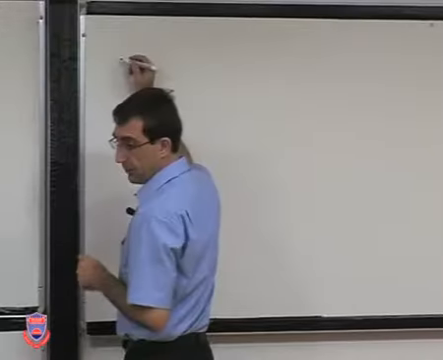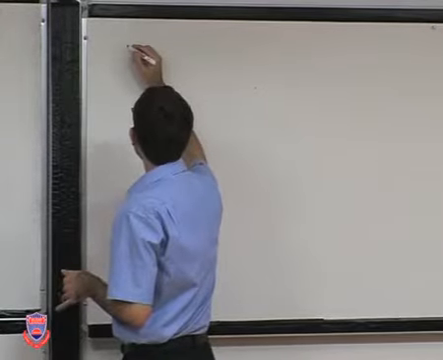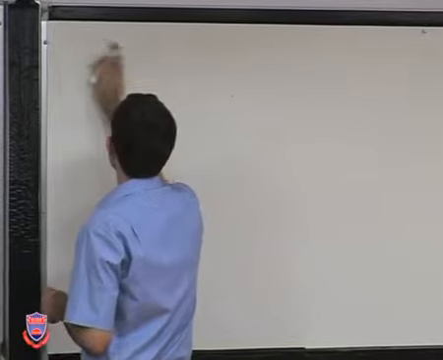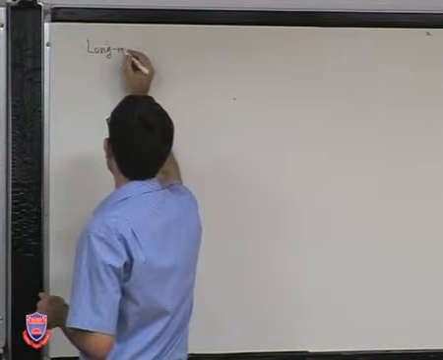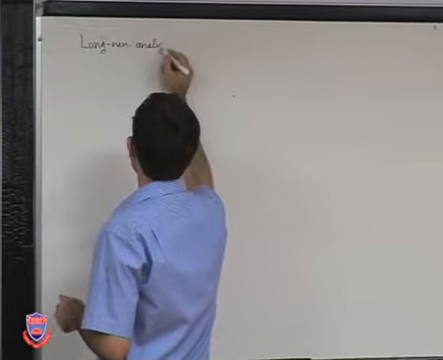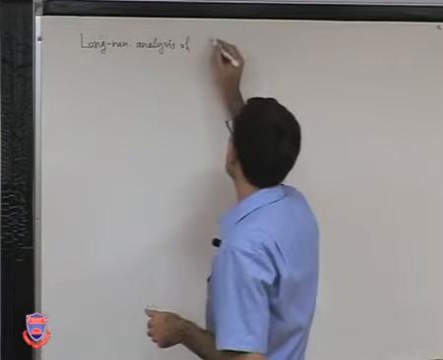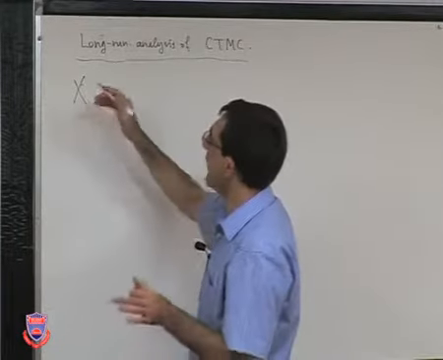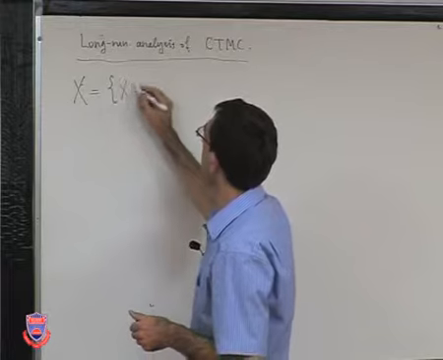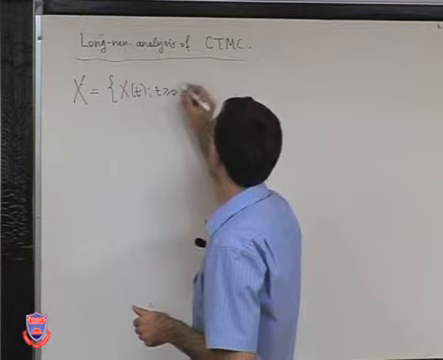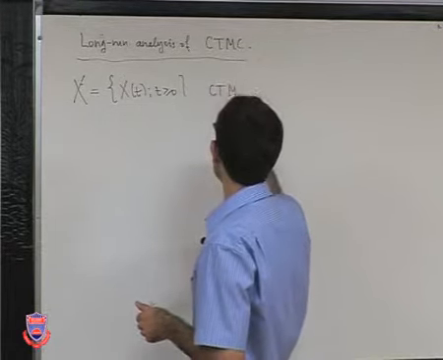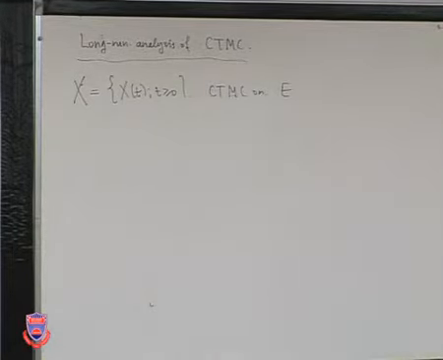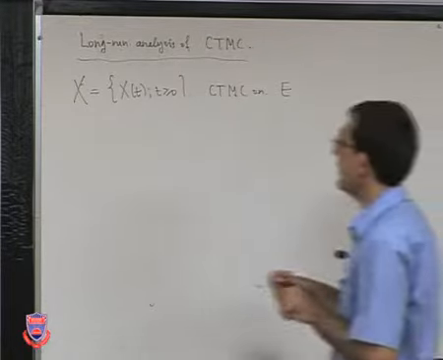So, as before, I'm going to spend more time on the limiting, or maybe we should refer to it as before as the long run analysis of a continuous time Markov chain. As before, I'm going to denote by X a continuous time Markov chain on some state space E, which consists of integers, or which is just a subset of integers.